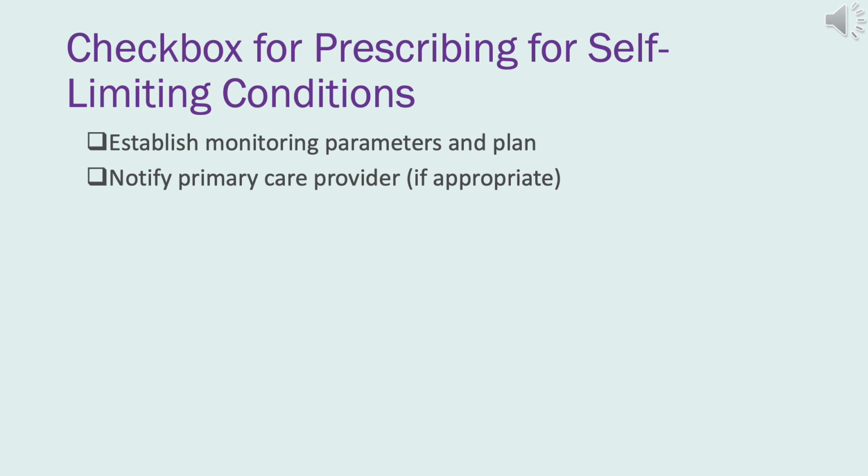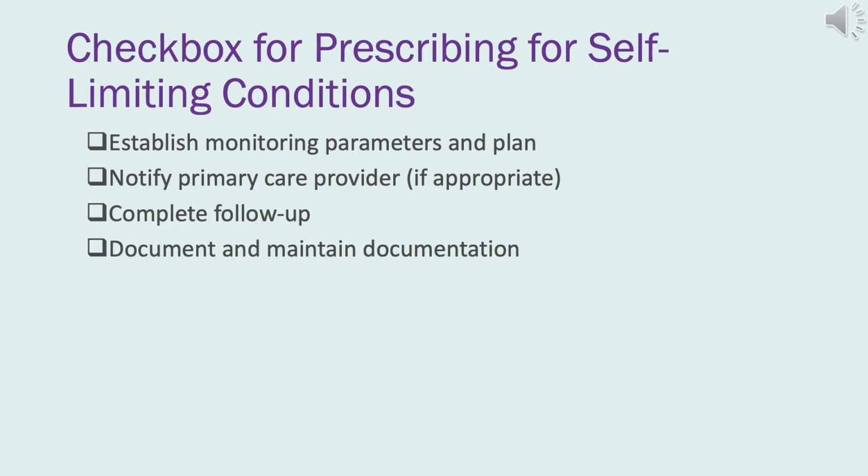Tell the patient what they should do if something happens. Ensure you set a follow-up date and decide who is responsible for follow-up. Setting a reminder can also be helpful. If appropriate, notify the primary care provider. When the time for follow-up comes, reach out to the patient. Throughout this process, ensure you maintain comprehensive documentation.